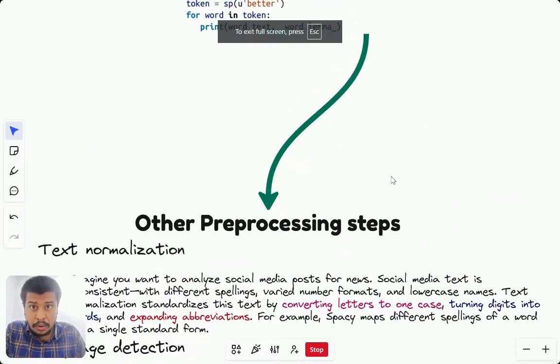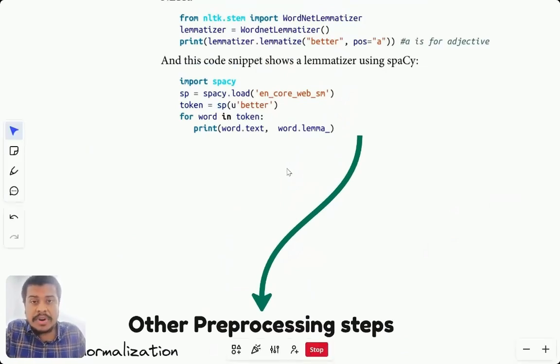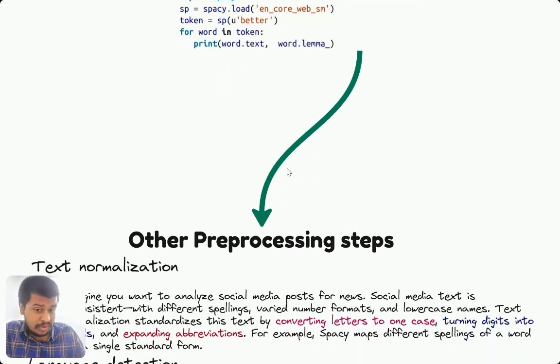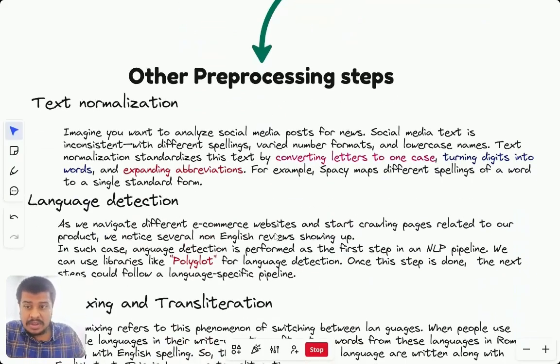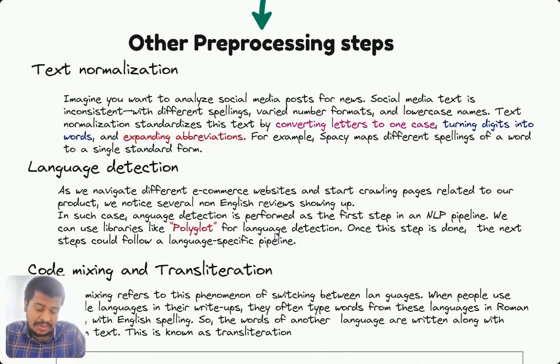Now that we have seen all of the processes like lemmatization using the NLTK library and the spaCy library, we look into the next group of steps, that is the other pre-processing steps. It includes text normalization, language detection, and then code mixing and transliteration. Fine. What is text normalization?